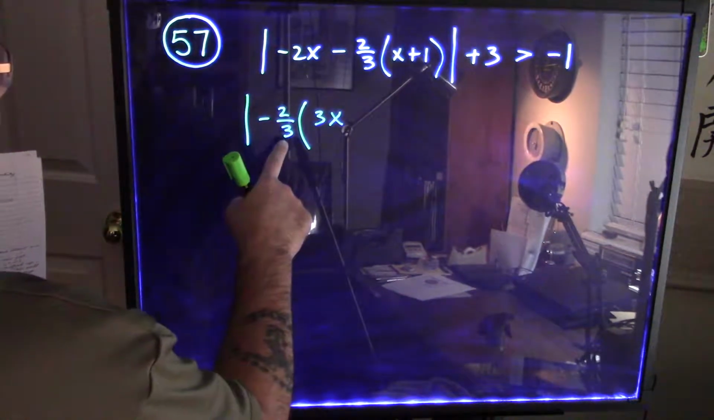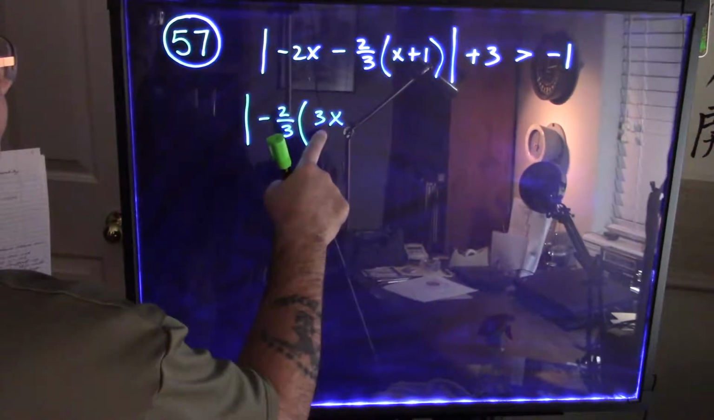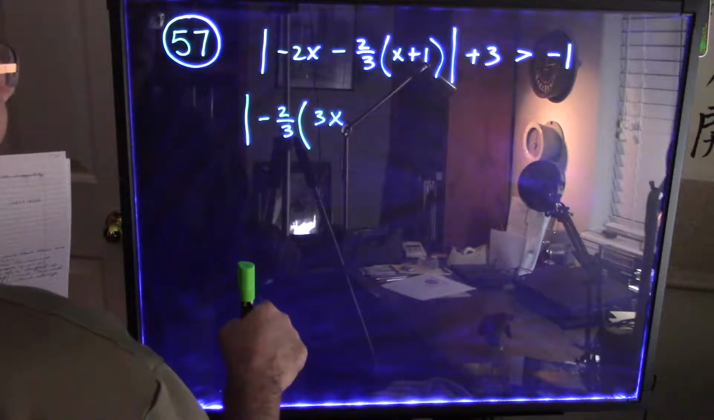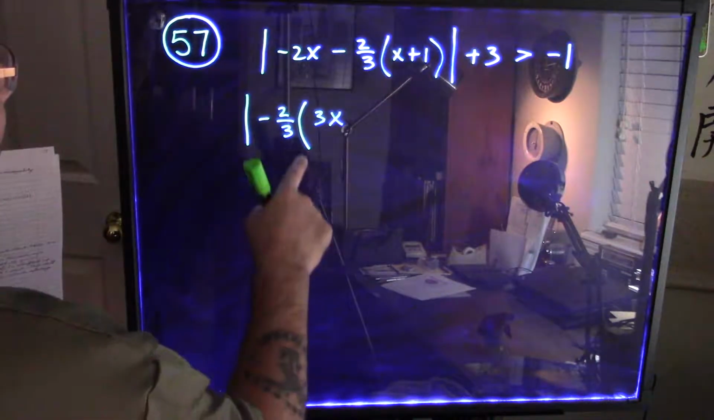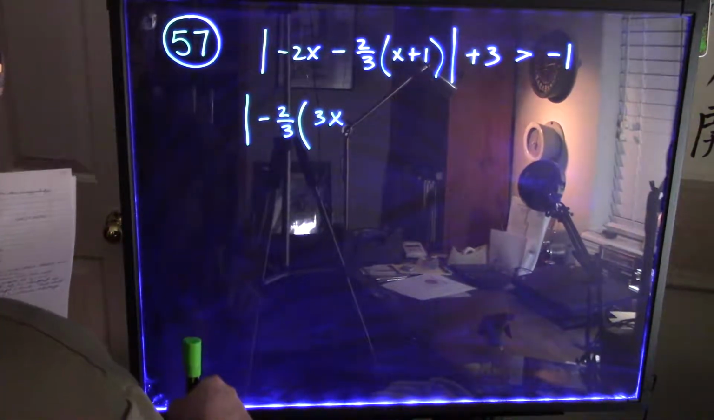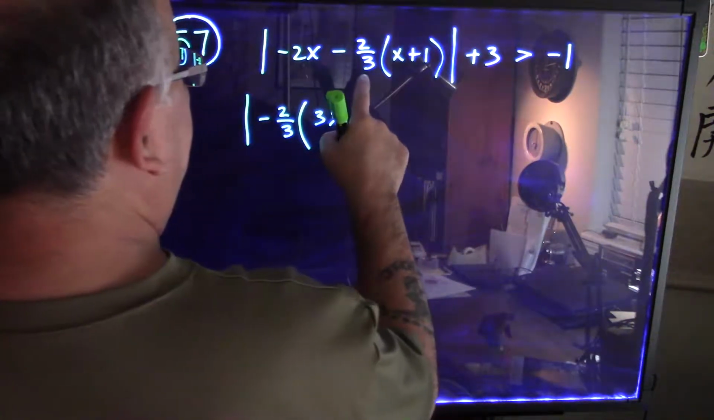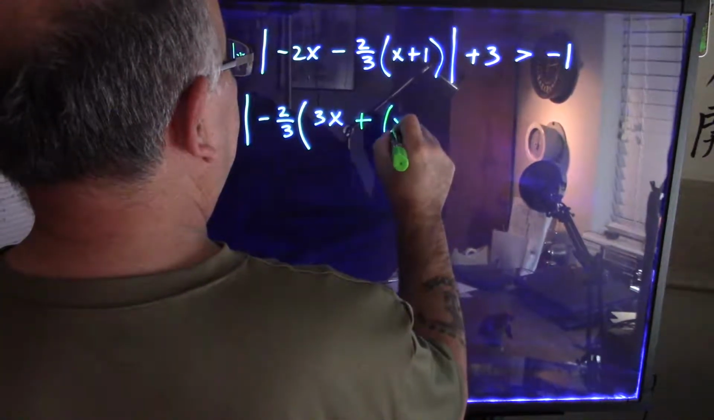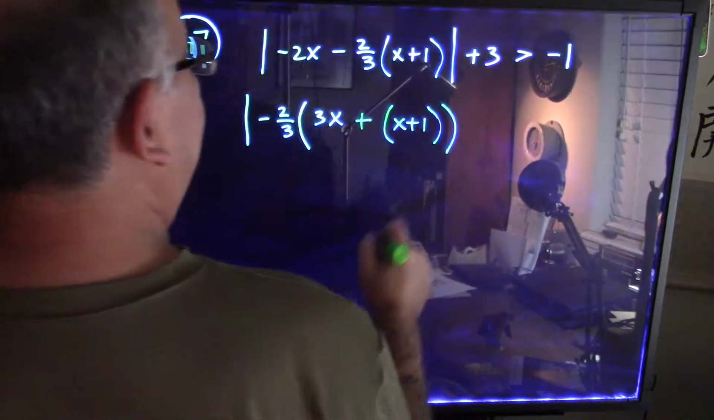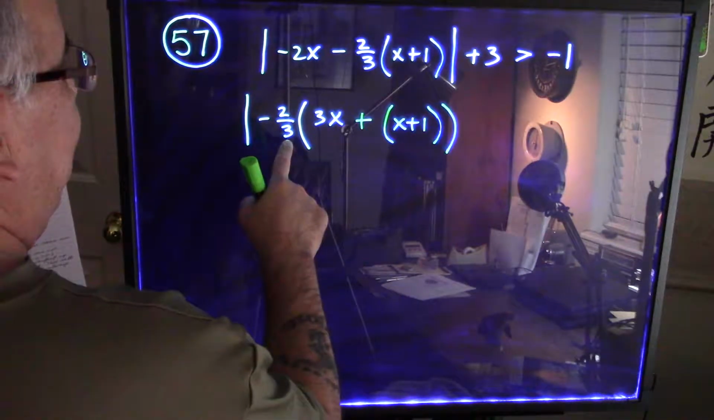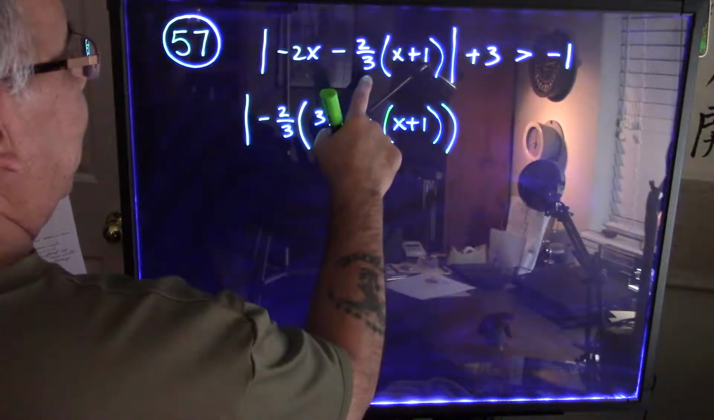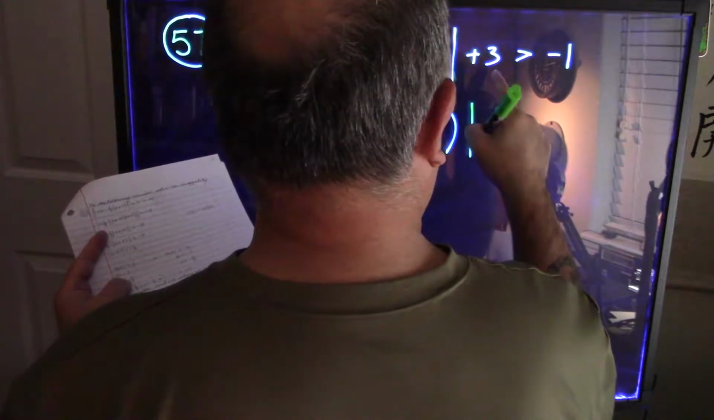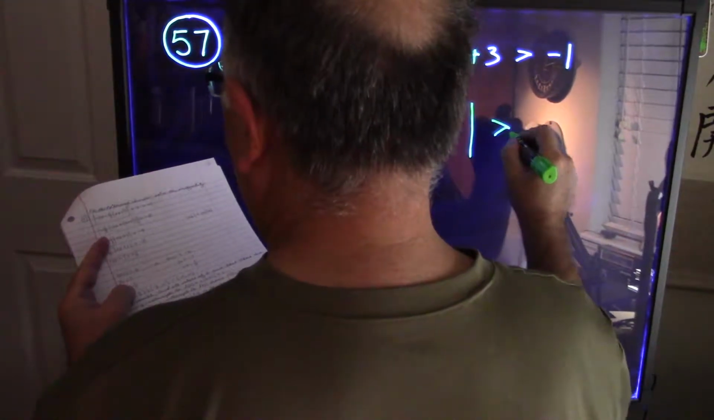So when you multiply that back through, you're going to get just negative 2x, or think of that as negative 2 times 3/3 x, and then factor out negative 2/3. So that gets this one out as well, so we've got plus x plus 1 in parentheses. If you want to check, multiply that back through and you will get this back again. Then subtract 3 from both sides, so that's greater than negative 4.